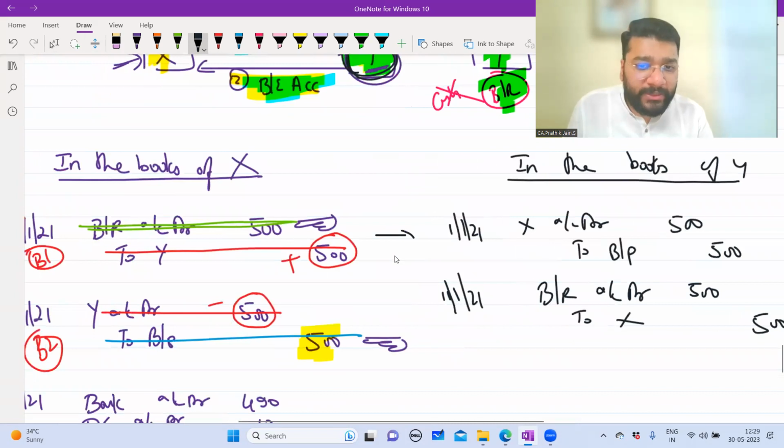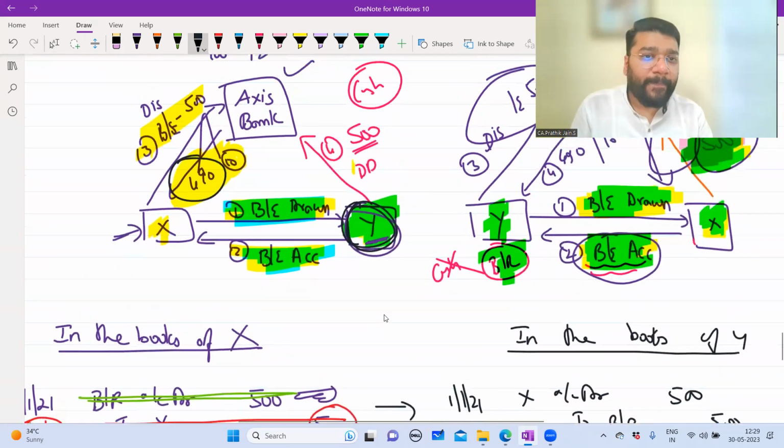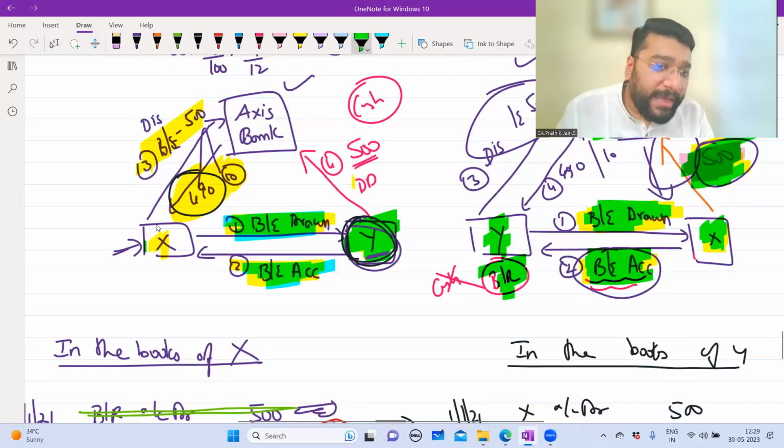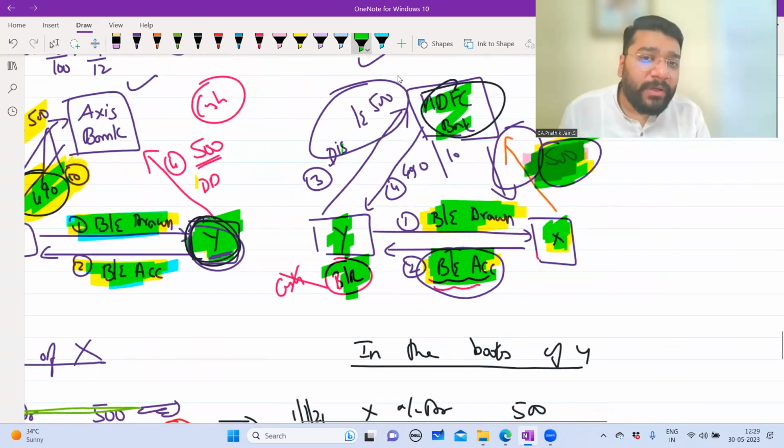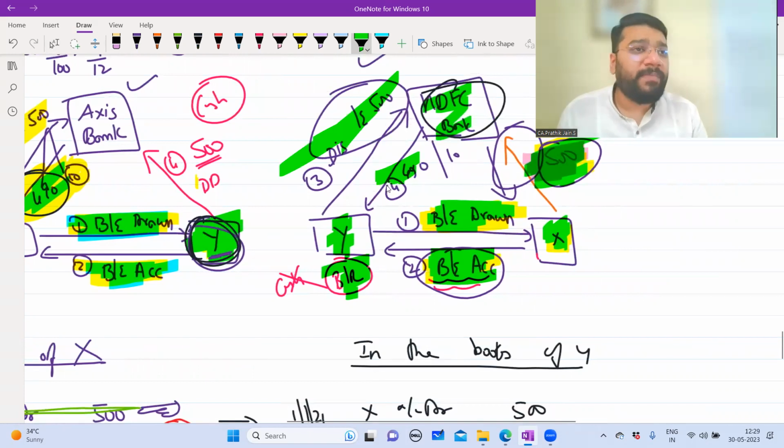It is just ulta of these two entries. Now, guys, X has discounted this money with the banker. So will Y record it? No. Here, Y has discounted this bill of exchange with HDFC Bank. Now will Y record this? Yes.